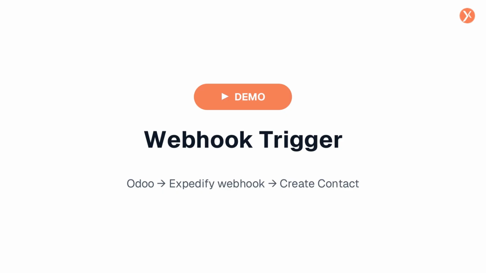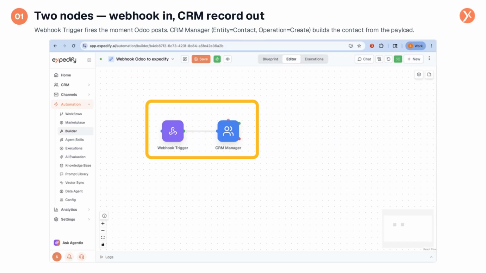from Odoo. This workflow illustrates a simple yet powerful automation, a webhook trigger on the left, connected to a CRM Manager on the right. The webhook trigger activates the moment Odoo posts data, initiating an HTTP request. The CRM Manager then processes this incoming data, specifically configured to create a new contact entity from the payload. This entire workflow is aptly named Webhook Odoo to Expedify, clearly defining its purpose. Next, we'll examine the trigger's configuration.